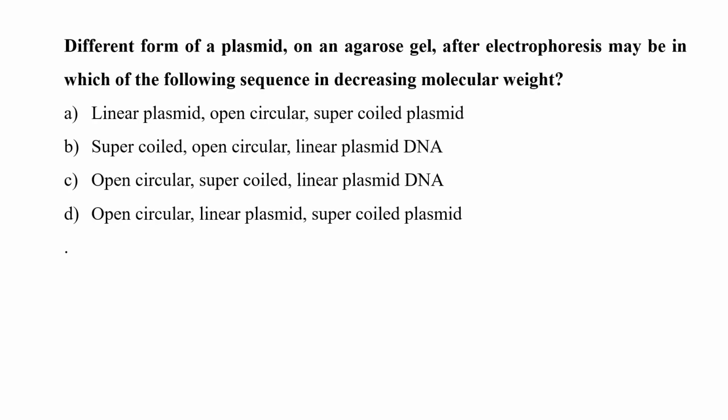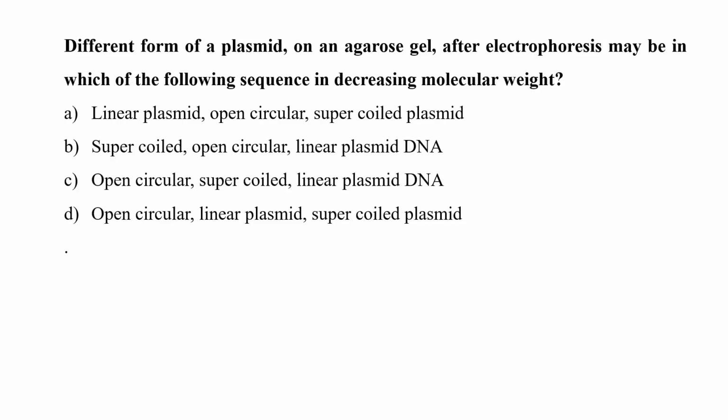Different forms of a plasmid on an agarose gel after electrophoresis may be in which of the following sequences in decreasing molecular weight? First of all, one should know that in electrophoresis, higher molecular weight or open conformations observe retarded migration compared to the compact or low molecular weight conformations. So plasmid DNA can exist in three conformations: supercoiled, which is most compact, open circular, or linear, and each one can migrate at a different rate for the same overall size.